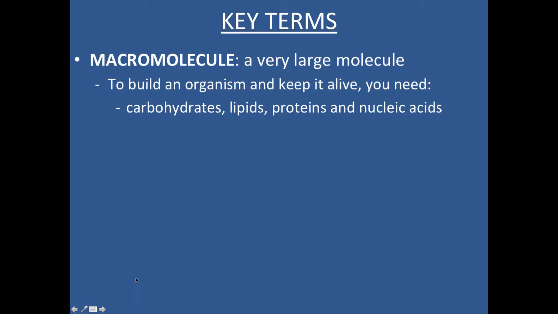So some key terms to get started with. The first key term is macromolecule. Macro simply means big. So if somebody says it's a macromolecule, they're talking about a really big one. To build an organism, that could be a single-celled organism, like a cool little paramecium, or a tree, or a human, and keep that organism alive, you're going to need a couple of things. You're going to need carbohydrates, lipids, proteins, and nucleic acids.